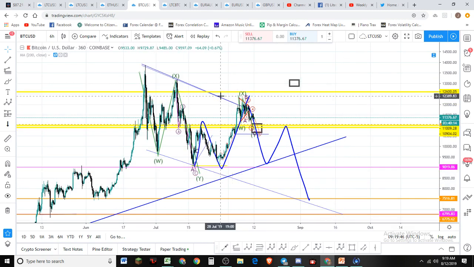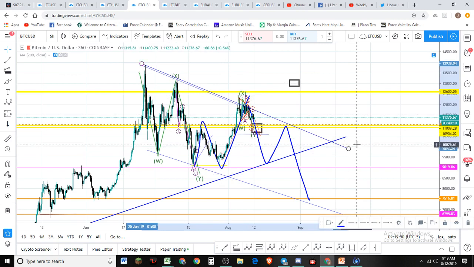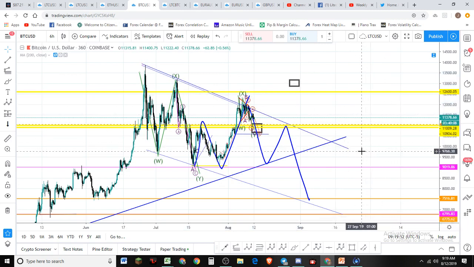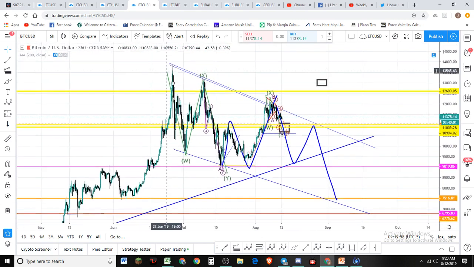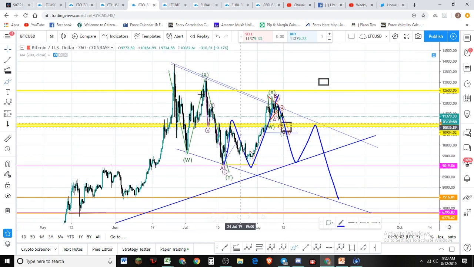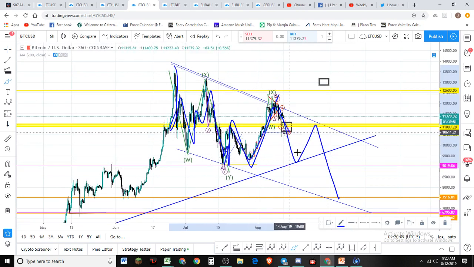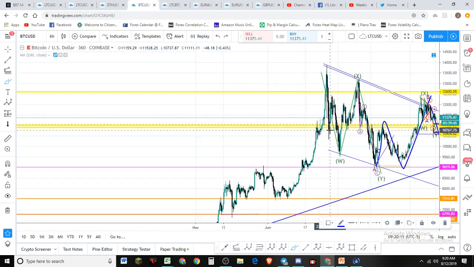Sorry, having a hard time finding that guy. There it is. And that would look something like that. So we would basically have a big WXY here. We would have 3, 3, 3, 3, 3. WXYXZ is what that would be. Okay, so that is our bearish scenario.